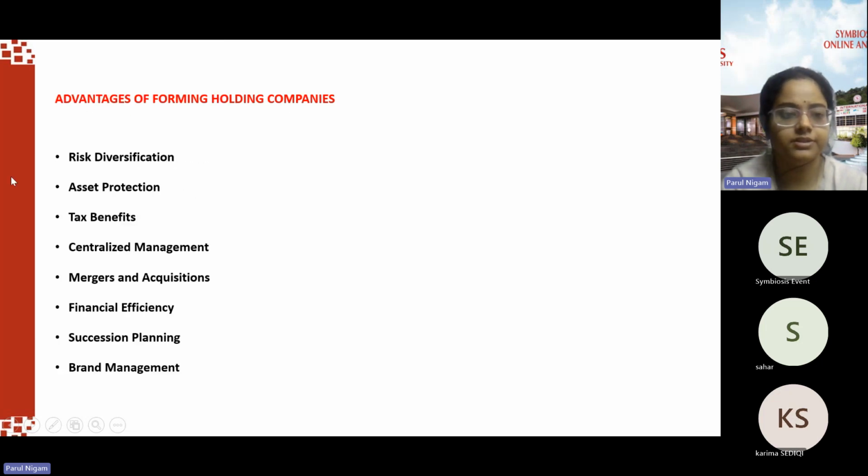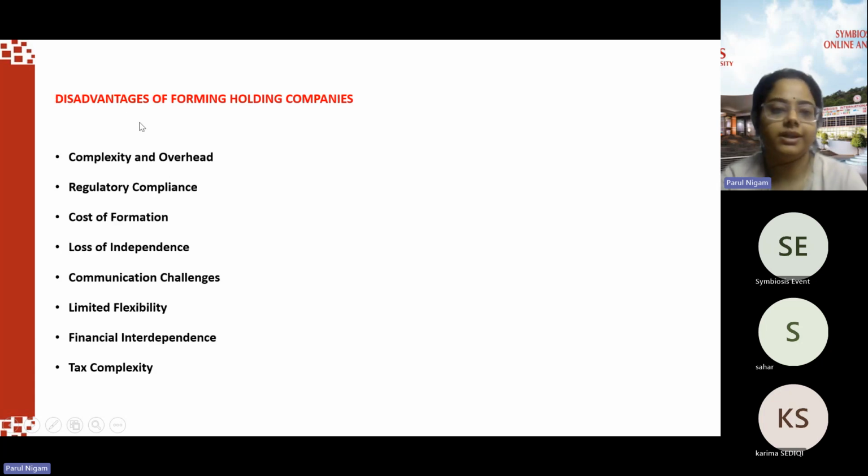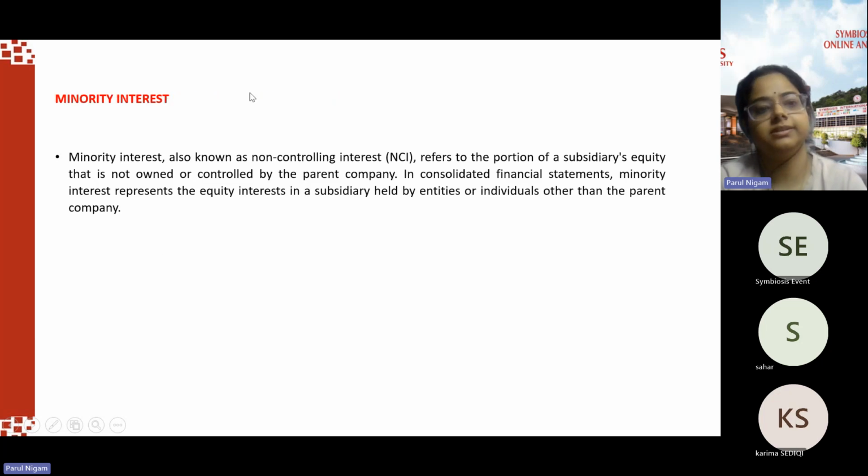So these are basically the advantages: risk diversification, asset protection, tax benefit, centralized management, mergers and acquisitions, financial efficiency, succession planning, brand management. Okay, then disadvantages of forming holding companies. So complexity and overhead, regulatory compliance, cost of formation, loss of independence, communication challenges, limited flexibility, financial interdependence, tax complexity. So these are basically the disadvantages of forming holding companies.